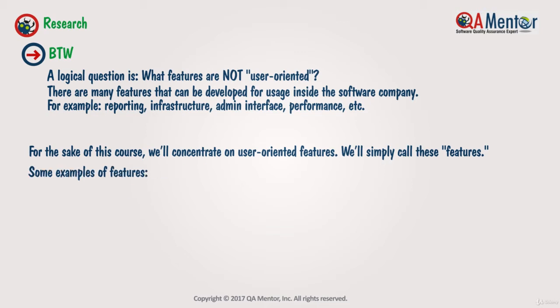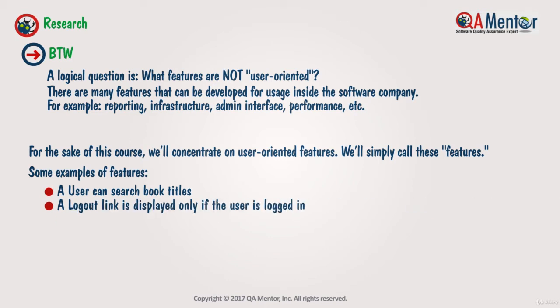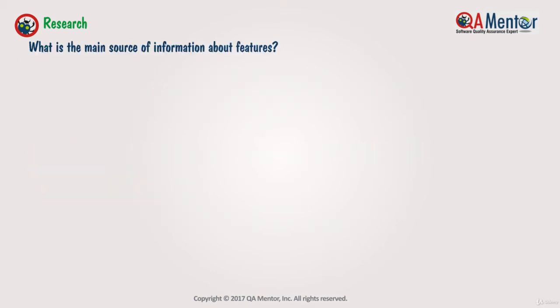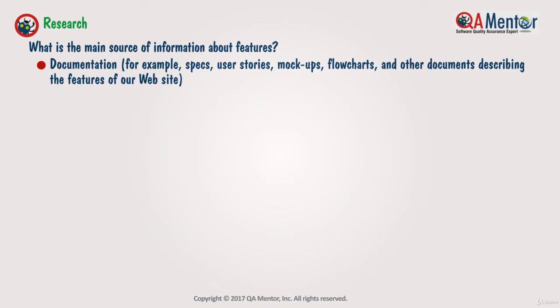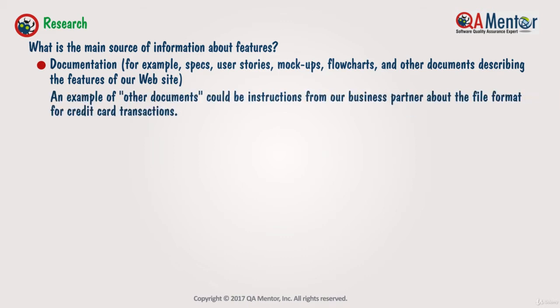Some examples of features: a user can search book titles. A log-out link is displayed only if the user is logged in. A user can update the quantity of books inside the shopping cart. What is the main source of information about features? Documentation, for example, specs, user stories, mock-ups, flowcharts, and other documents describing the features of our website. An example of other documents could be instructions from our business partner about the file format for credit card transactions.